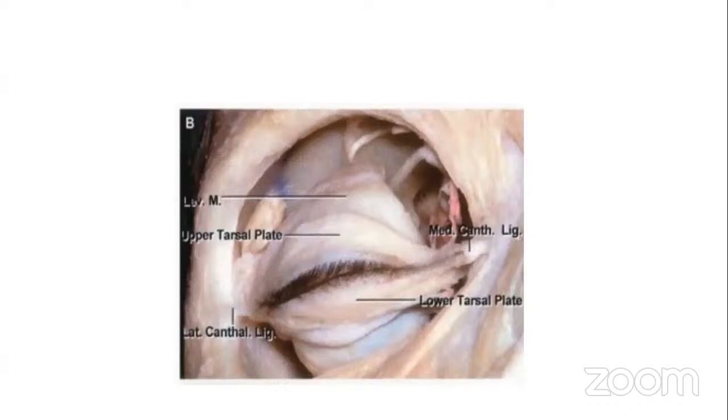So here is the further dissection. Orbicularis muscle removed, exposing the upper and lower tarsi. Basically, these tarsi are plates of dense fibrous tissue situated deep to the palpebral part of the orbicularis oculi muscle to give the shape of the upper and lower eyelid. As you can see here, upper tarsal plate and lower tarsal plate. Here is the levator muscle. Here is the medial canthal ligament and lateral canthal ligament.